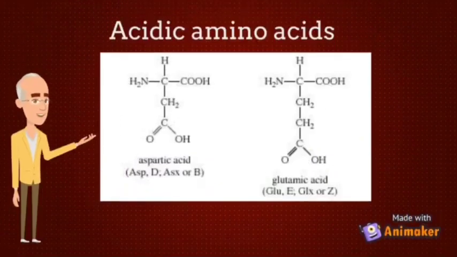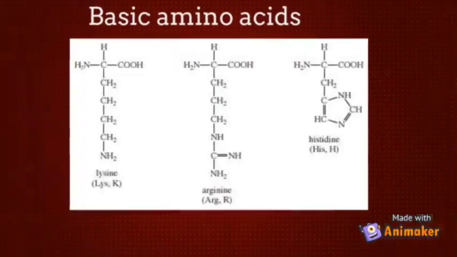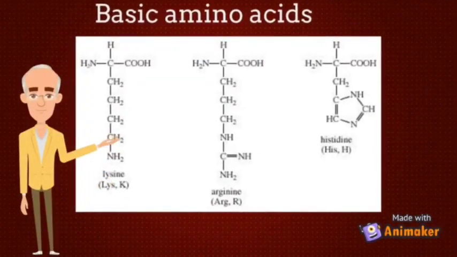Acidic amino acids. The two amino acids in this group are aspartic acid and glutamic acid. Each carboxylic acid on its side chain gives it acidic proton-donating properties. Basic amino acids. The three amino acids in this group are arginine, histidine, and lysine. Each side chain is basic and accepts a proton.